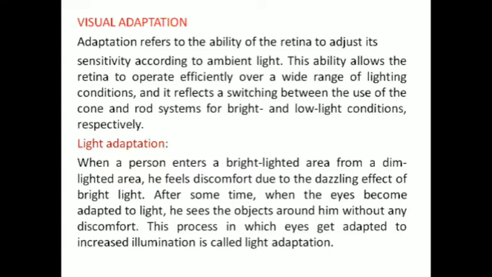Now let's see, visual adaptation may be light adaptation or dark adaptation. So what is light adaptation? When a person enters a brightly lighted area from a dimly lighted area, he feels discomfort due to the dazzling effect of the bright light. After some time, when the eyes become adapted to light, he sees the objects around him without any discomfort. This process in which the eye gets adapted to increased illumination is called light adaptation. So this is a common phenomenon which occurs with almost every one of us.